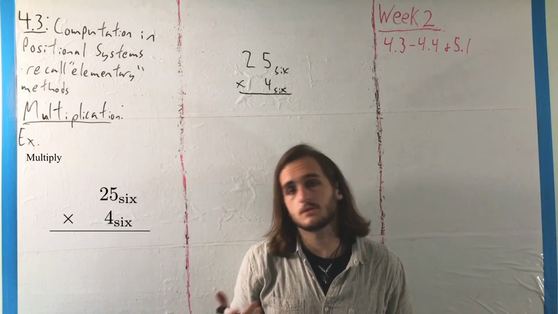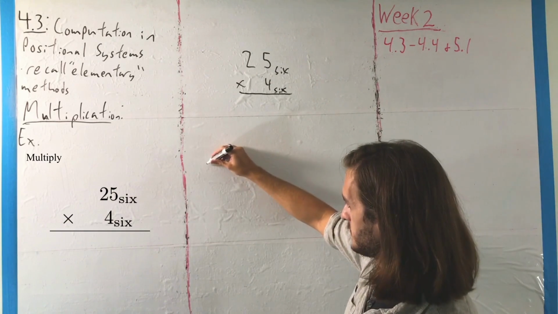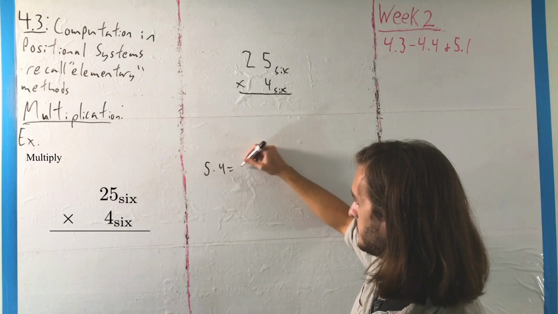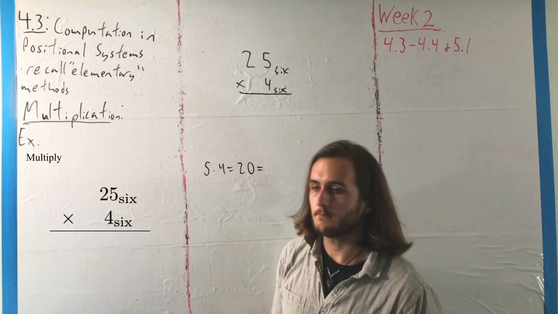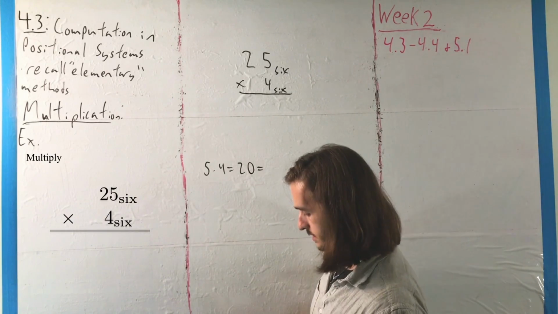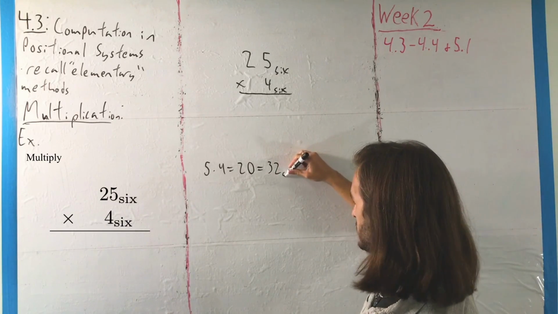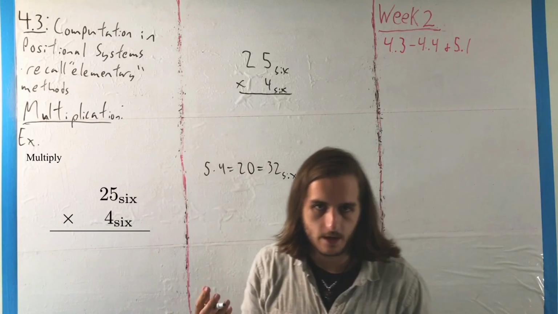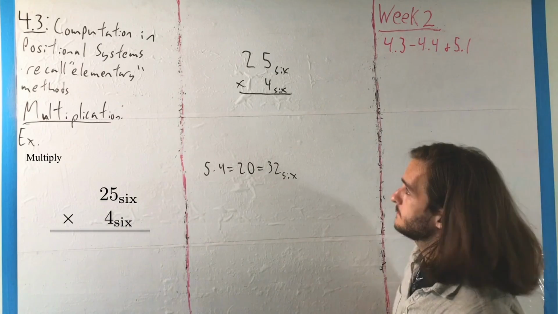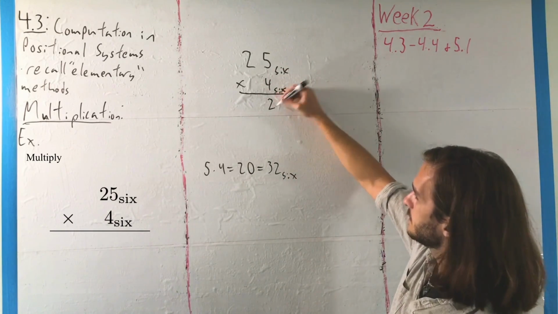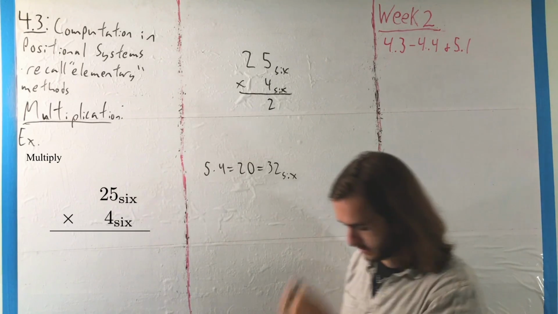Our natural inclination is going to be to think here in terms of base 10, where in base 10, 5 times 4 is equal to 20, but we have to be careful that we're not dealing in base 10. We are dealing in base 6, where 20 in base 10 is 32 in base 6, because there are 3 sixes and 2 left over. So for our first digit, we would have a 2.